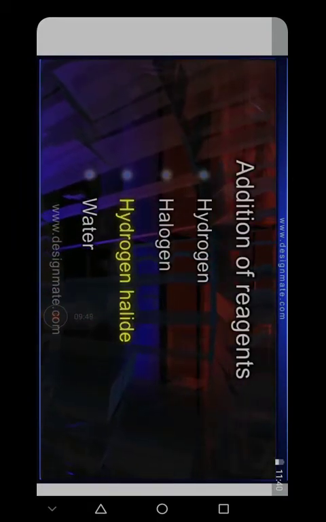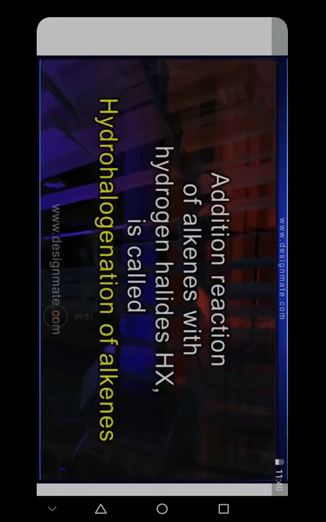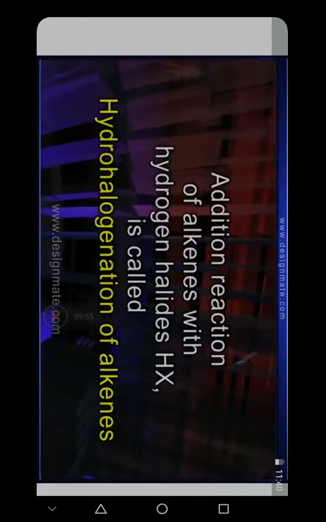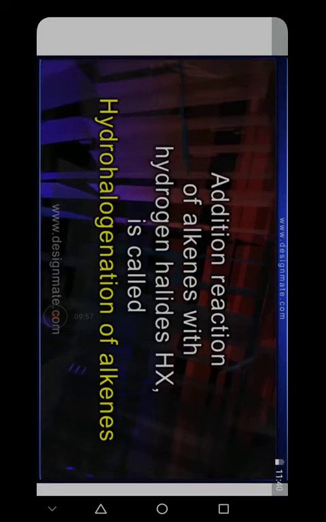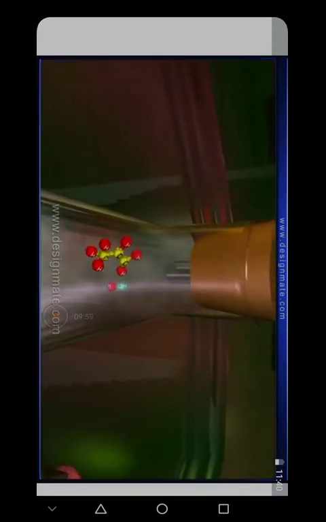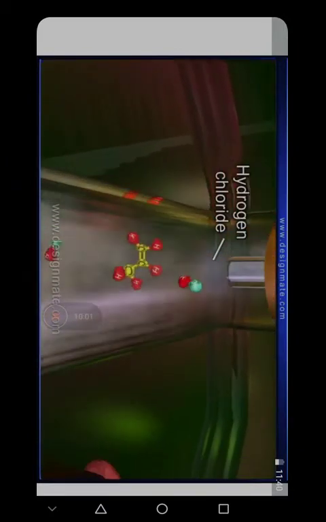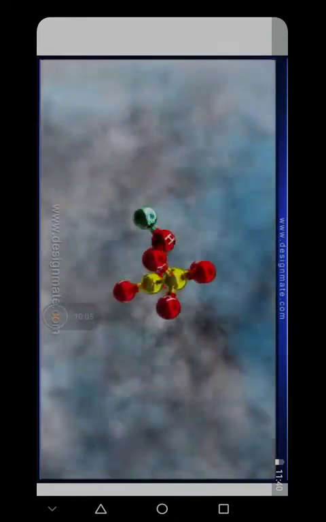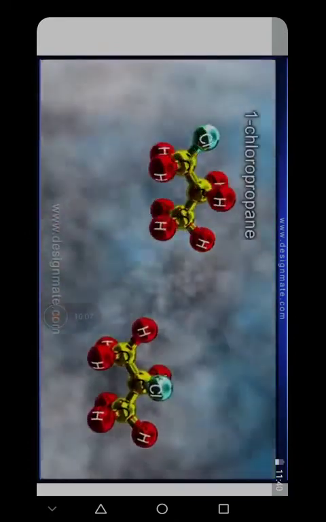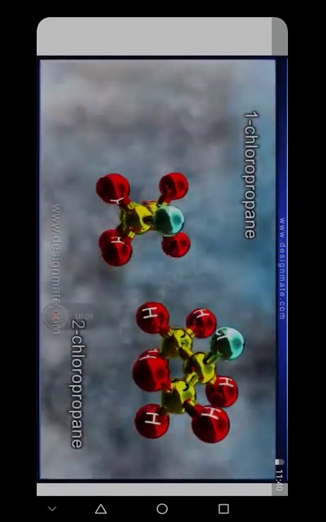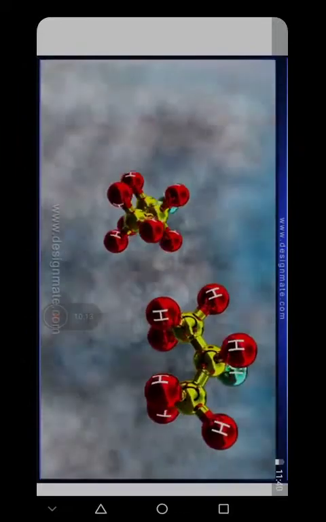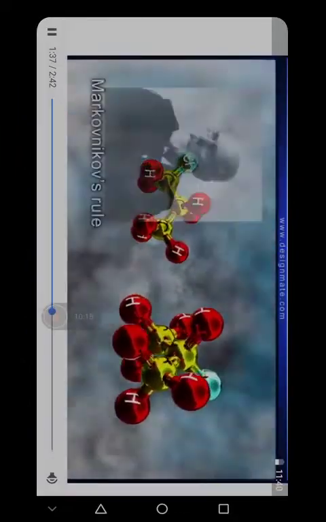Reaction with hydrogen halides. Addition reaction of alkenes with hydrogen halides, HX, is called hydrohalogenation of alkenes. When gaseous hydrogen chloride is passed through propene gas, two products are possible, 1-chloropropane and 2-chloropropane. Out of these two, 2-chloropropane is the major product according to Markovnikov rule.